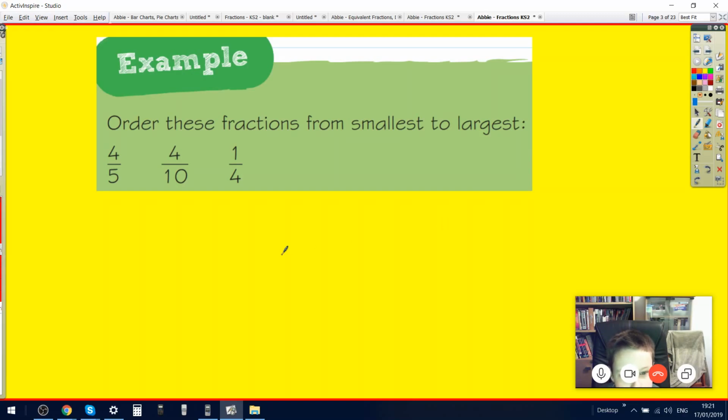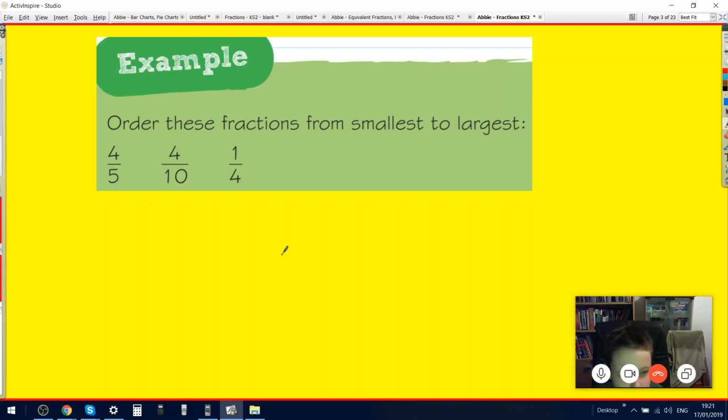Okay, so put these fractions from smallest to biggest. Any idea how you would do that? I think you might need to get the denominators all the same. Correct.